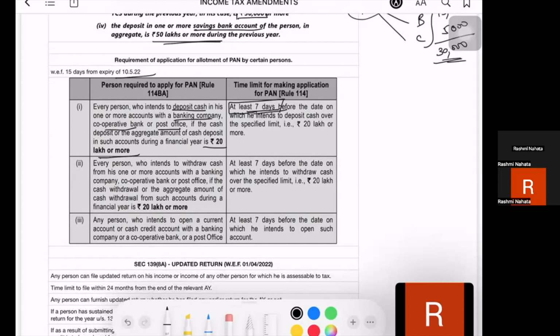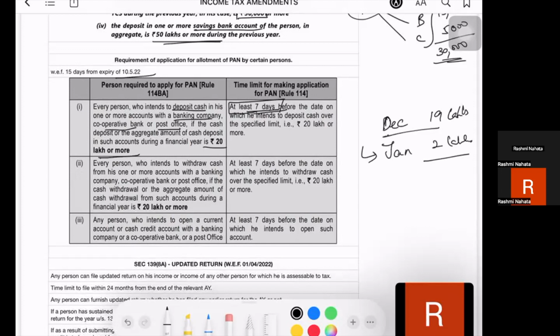Suppose, let's say till December, he has already deposited 19 lakhs. And in January, he intends to deposit a further 2 lakhs. So now he knows this limit of 20 lakhs is going to be crossed. So 7 days before making such a deposit, he will have to apply for PAN.